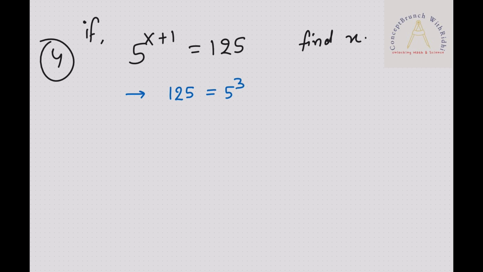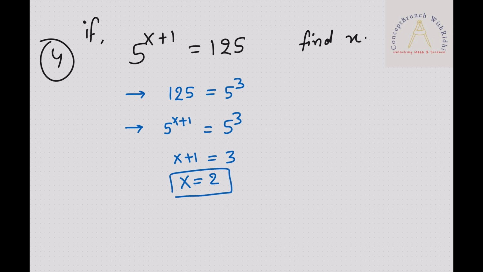Now compare them. 5 to the power x plus 1 equals 5 cube. So, since the bases are the same, set the exponents equal to each other. From here, we can understand that x plus 1 will be equal to 3. So just solve with this one. We can take -1 both sides. So x will be 2 is the final answer.